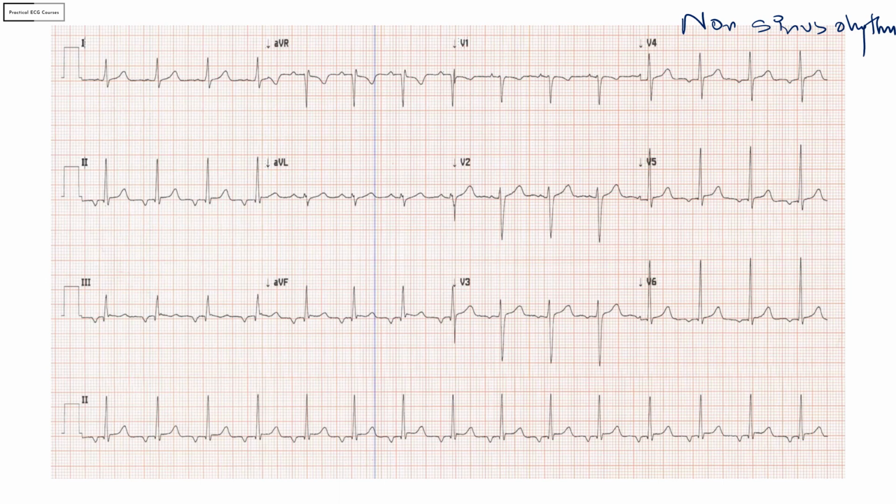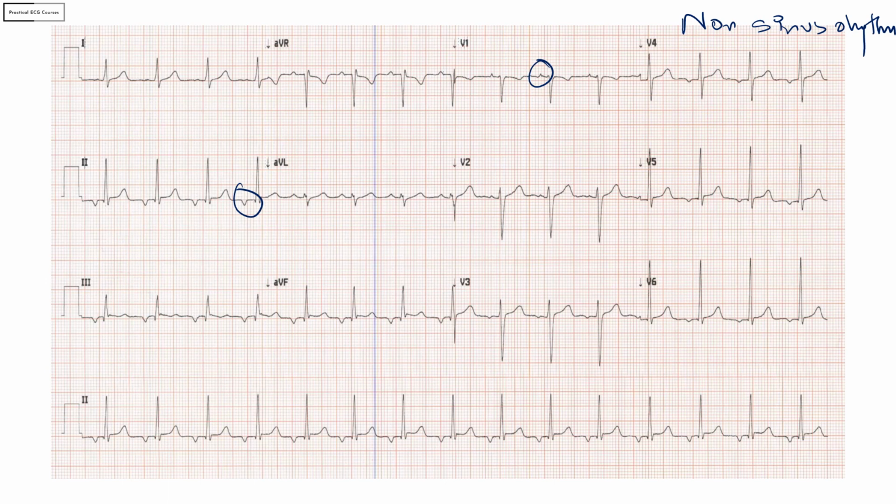So what exactly is causing this rhythm abnormality? We'll come to that later. Moving on to axis. The axis is normal as 1 and AVF is significantly positive. Now let us look at the P wave. P wave should always be looked for in two leads, lead 2 and in V1.